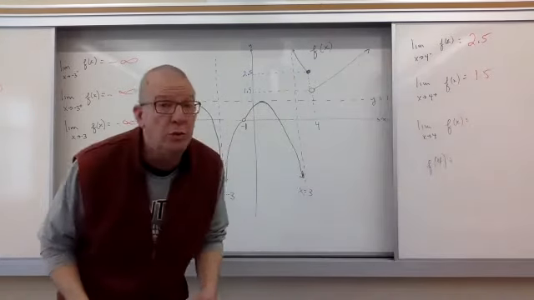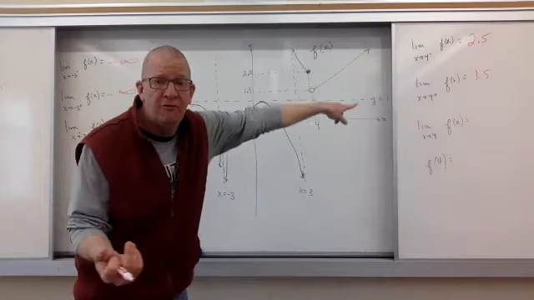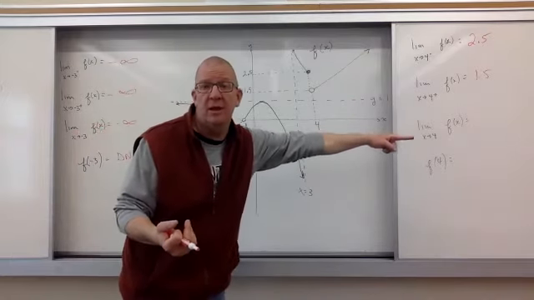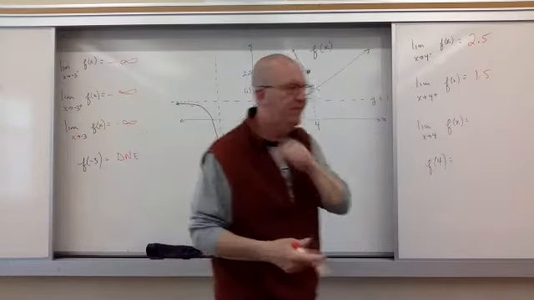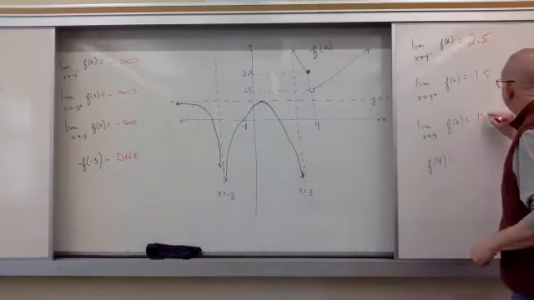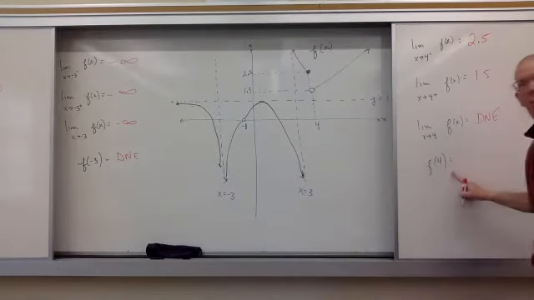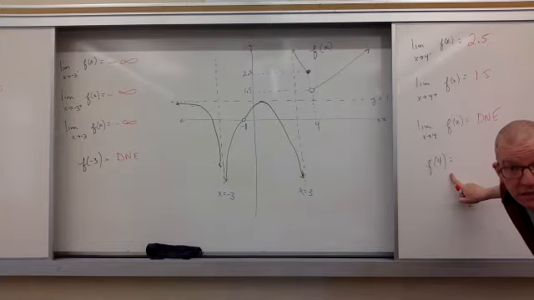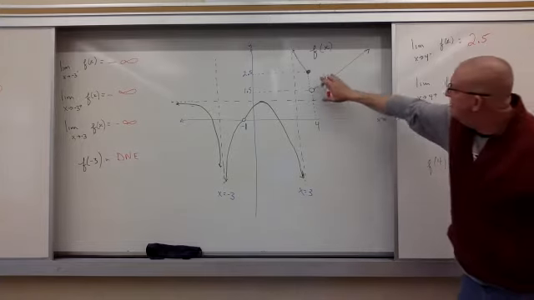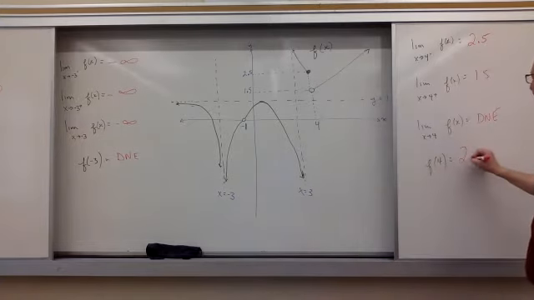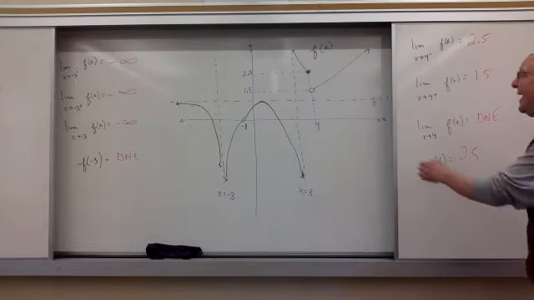Uh-oh. Those two aren't the same. Therefore, what do we say about the limit here? That's right. Does not exist. But what about f of 4? Does that exist? Yes, it does. Look at that closed dot right there at 2.5.